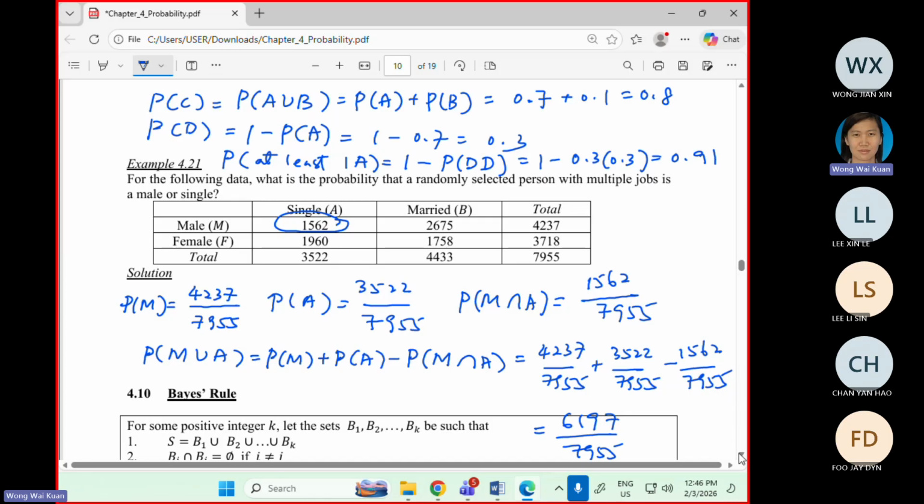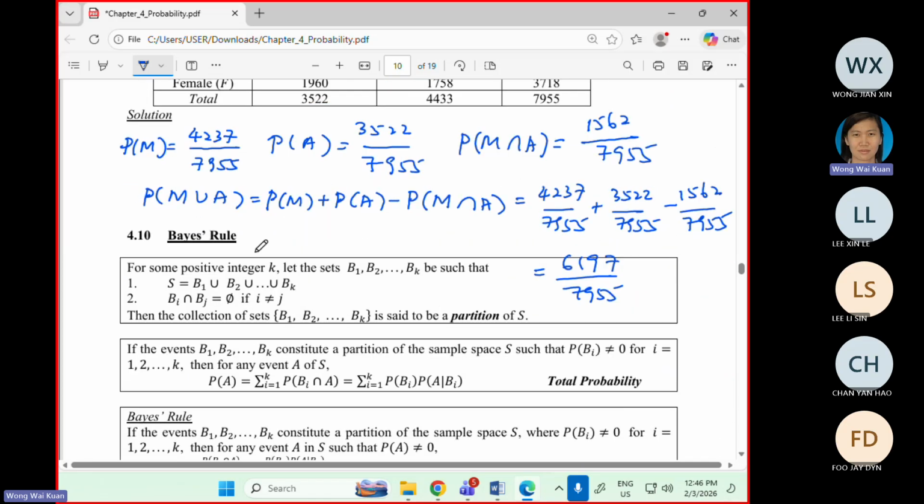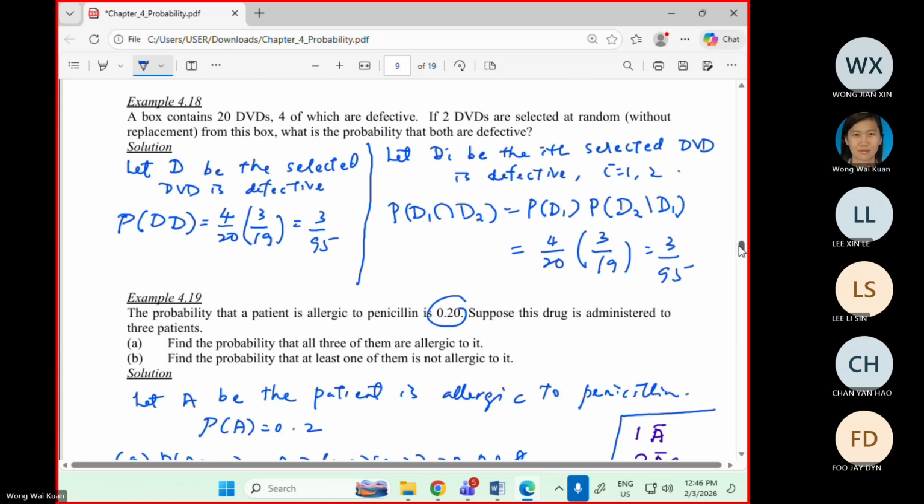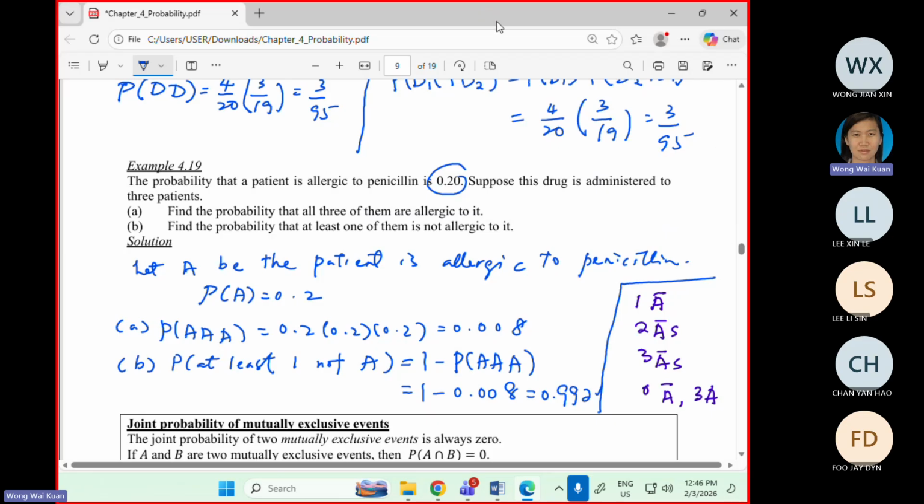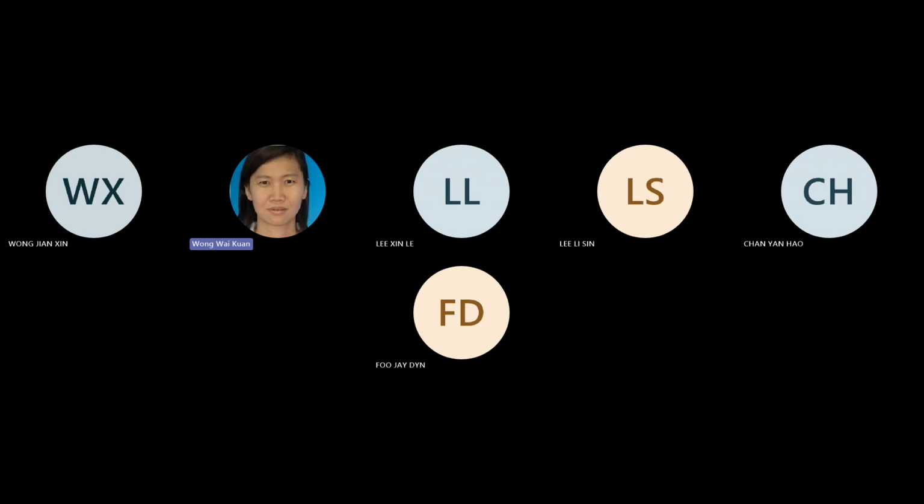Okay, so it's not good for us to start Bayes' rule, so we start that at 2. So we stop here today for this slot. I will meet you again at 2, right? So you need this.